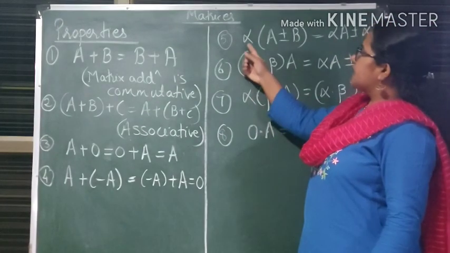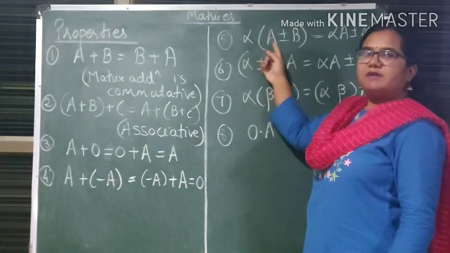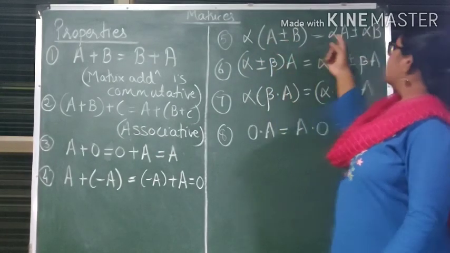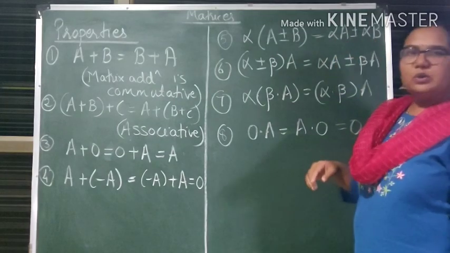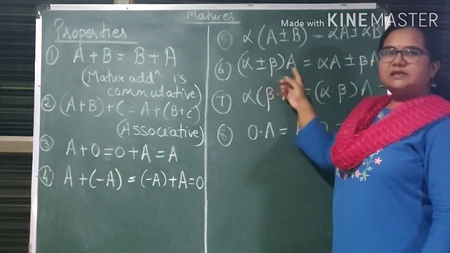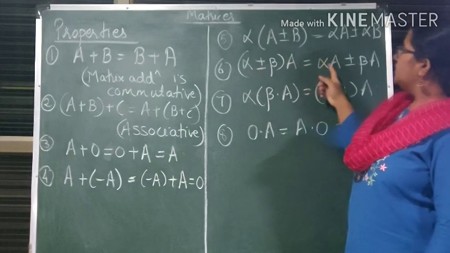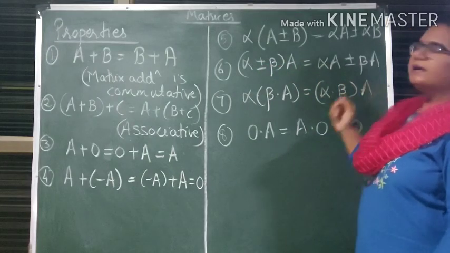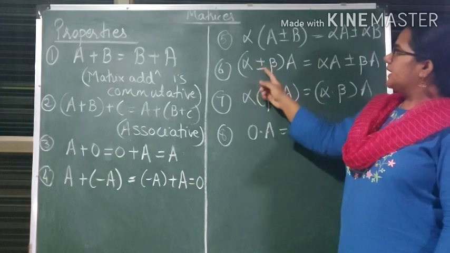The next is: alpha is a scalar, A and B are matrices. If you have alpha into A plus or minus B, it is equal to alpha into A plus or minus alpha into B. The next is alpha plus or minus beta into A, where alpha and beta are scalars. Then it is equal to alpha into A plus or minus beta into A. You have to split over addition and subtraction.